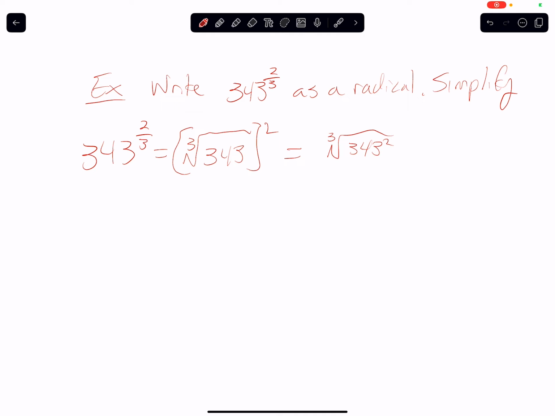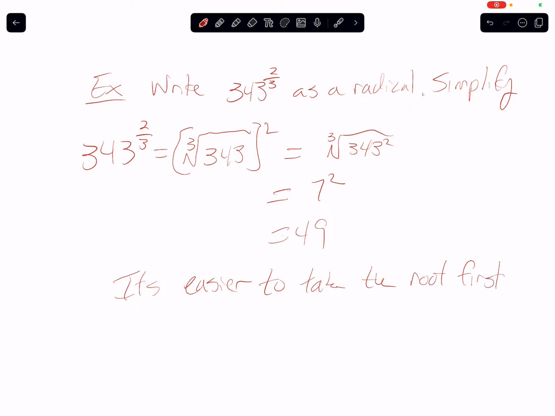But we know that the cube root of 343 is 7, because 7 to the 3rd power is 343. This cube root is easier for us to find, and it's a whole lot easier than taking the square of 343 and then taking the cube root. So in general, it's easier to say this is equal to 7 squared, which is 49. It's easier to take the root first in most cases.